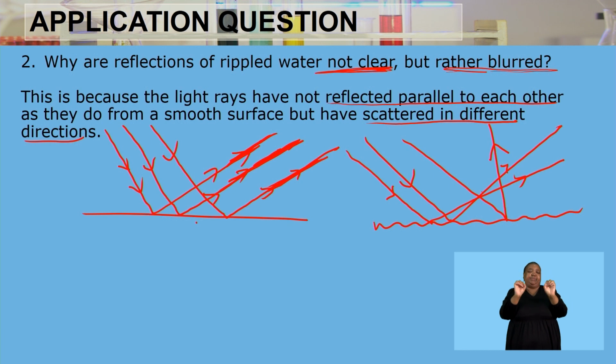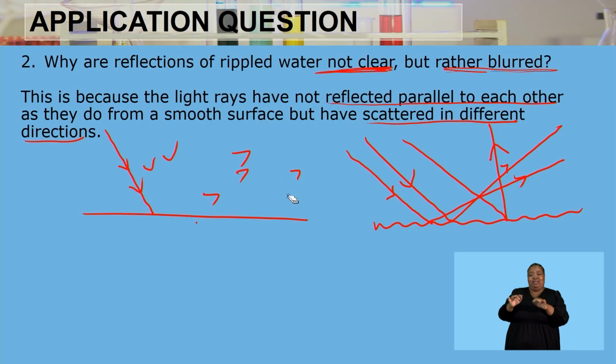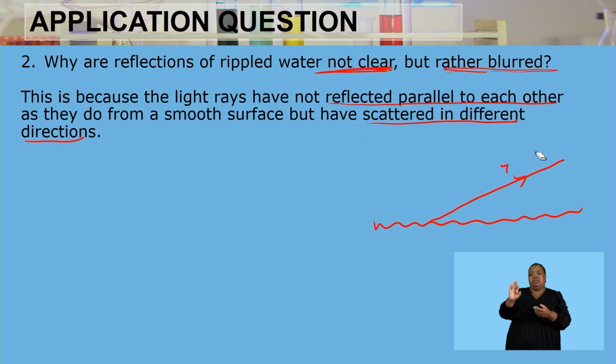However, if this surface was to be smoothed out, or if this was water and this water was still and not moving, a smooth, quiet water, then we'd have a smooth surface. And when that happens, all of the incident rays are going to be reflected parallel to each other, and they would give us a specular image or a clear image. However, they are not giving us a clear image because the surface is rough, and if it's rough, they're giving us a diffused image or a diffused reflection.